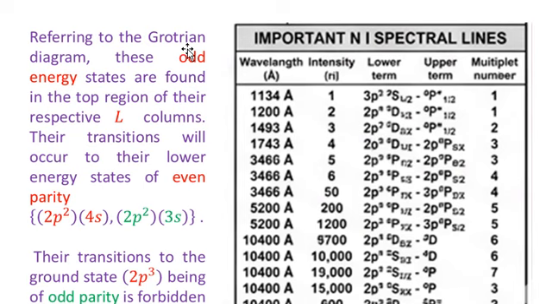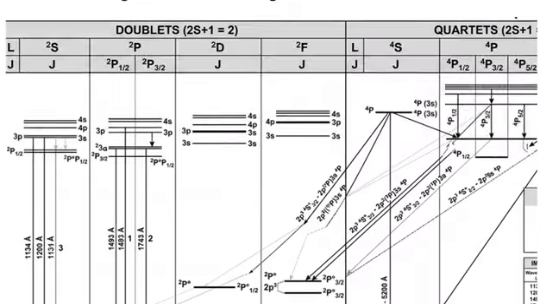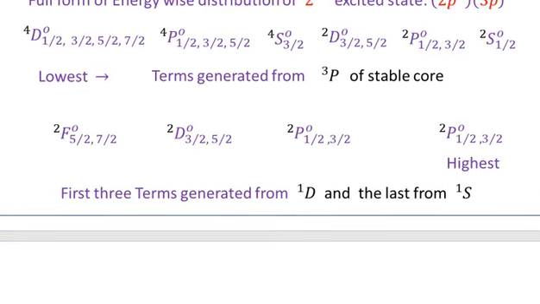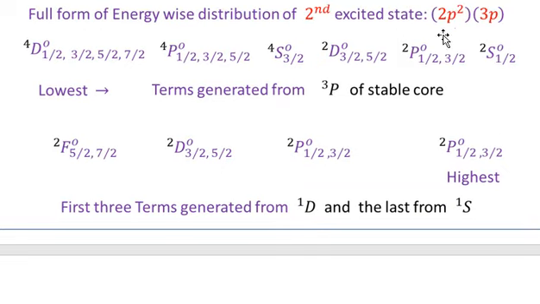Referring to the Grotrian diagram given in the previous slide, these are the odd energy states. And you know what the odd energy states are? The 2p2 and 3p states. The terms that we obtained for the 2p2 and 3p states were the odd energy terms. For example, over here you can see that all these 2p2 and 3p terms are the odd energy terms. And of course, these odd energy terms corresponding to the second excited state will lie higher in energy in comparison to the first excited state, which is 2p2 and 3s.